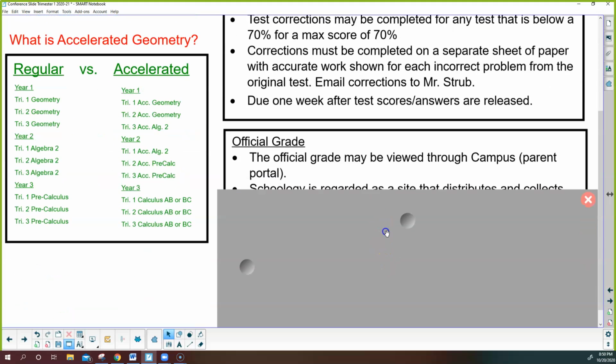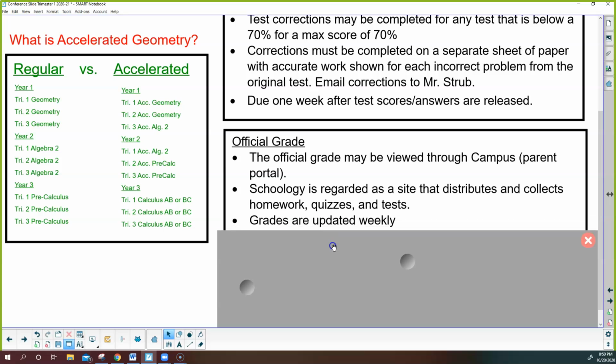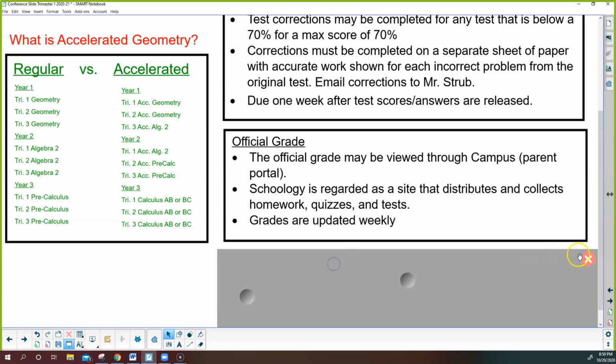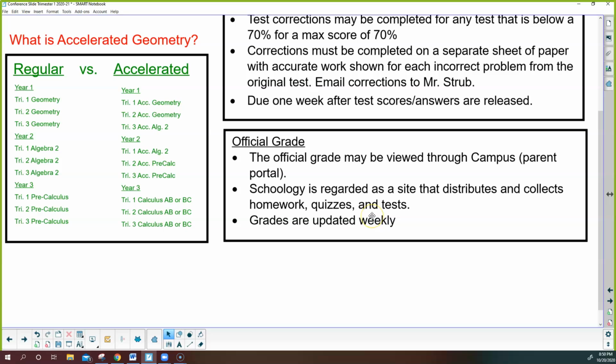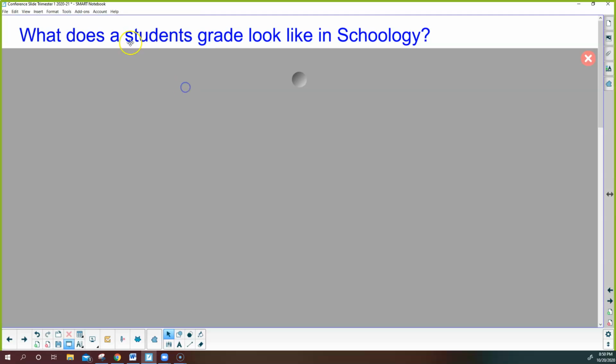What about the grade? The official grade that a student has earned can be viewed through Campus or Parent Portal or Student Portal. The Schoology website is regarded as a site that distributes and collects homework, quizzes, and tests, and grades are updated weekly for sure, if not bi-weekly. I usually try to do them Wednesdays and Fridays. So what does a grade look like in Schoology versus Campus? Well, here's what a student's grade would look like in Schoology.